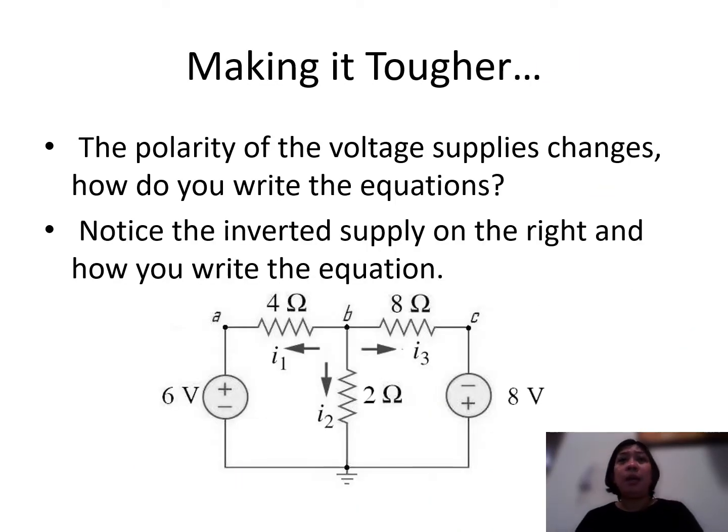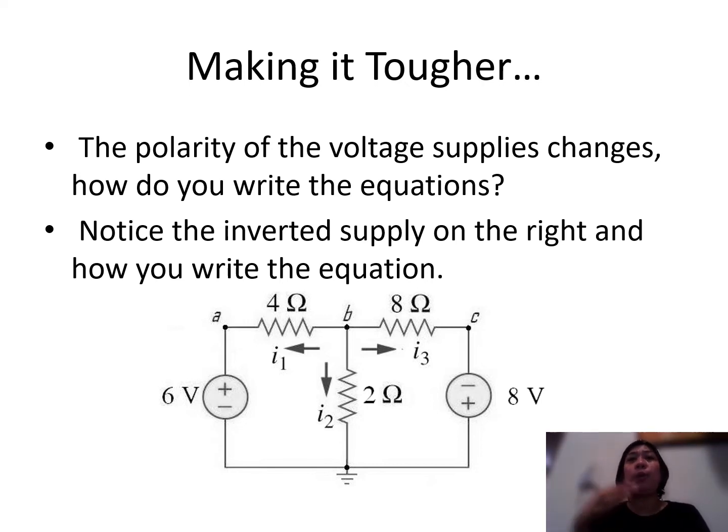So, nodal analysis is very simple. What about if we have here a change in polarity? The polarity of the voltage supplies changes how you write your equations. You notice here the inverted polarity. In our previous example, in our introduction, this is plus and minus. So what will happen if this is minus, plus? Same steps.